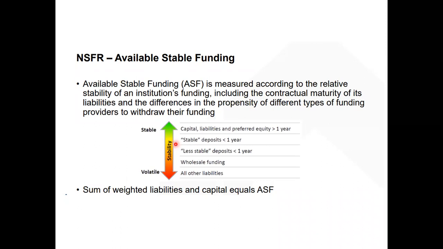Here you can find a green signal and a red signal. Green indicates stable: there are not many fluctuations in the prices, fewer ups and downs. Red is higher volatility, where there are a lot of ups and downs. When you look at the stable one, what are the capitals? Equity capital, liabilities, and preferred equities. It's more than 1 year.